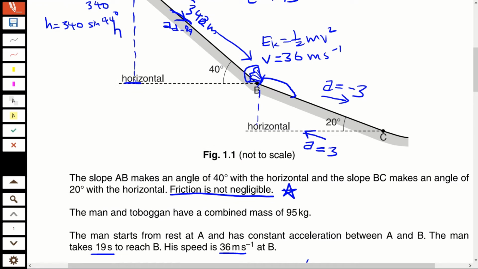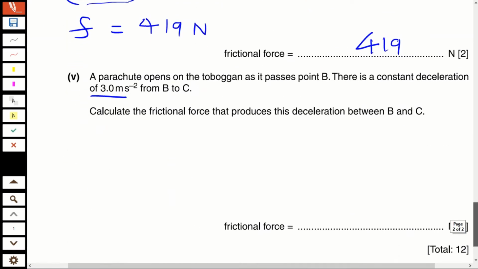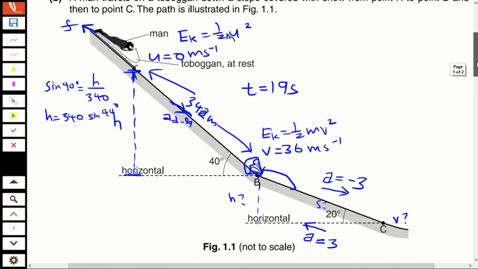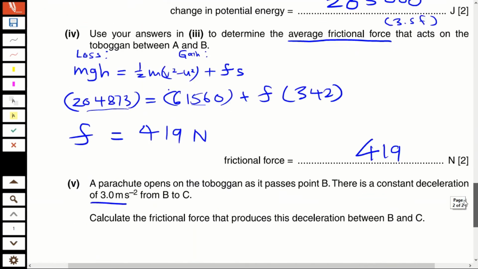Okay, so we have deceleration here, and they're asking us to find the frictional force that produced this deceleration. It's kind of hard to use energy because we don't know the final velocity, we don't know the height, we don't know the distance. We can't really do what we did in the first part. So the best way is to use our knowledge of forces, Newton's second law especially, to help us out here.